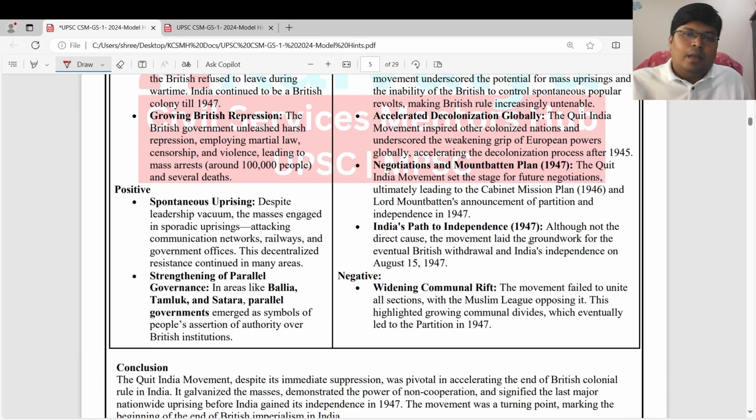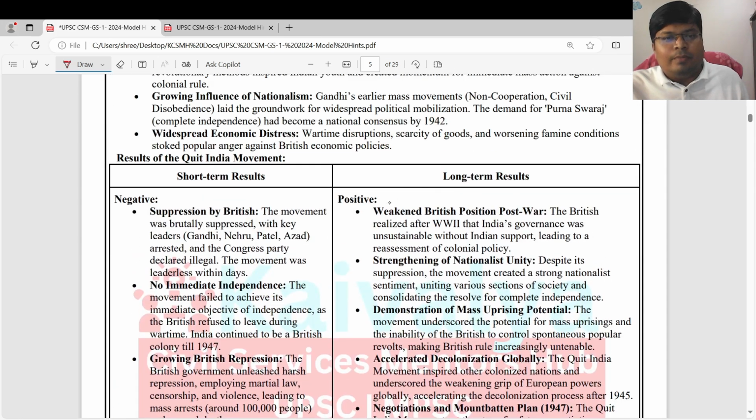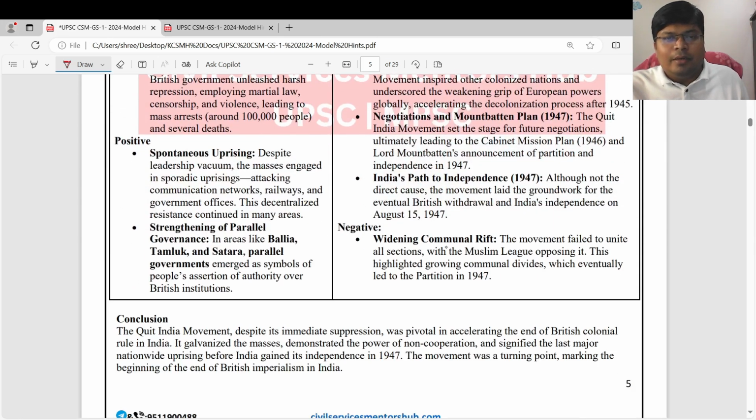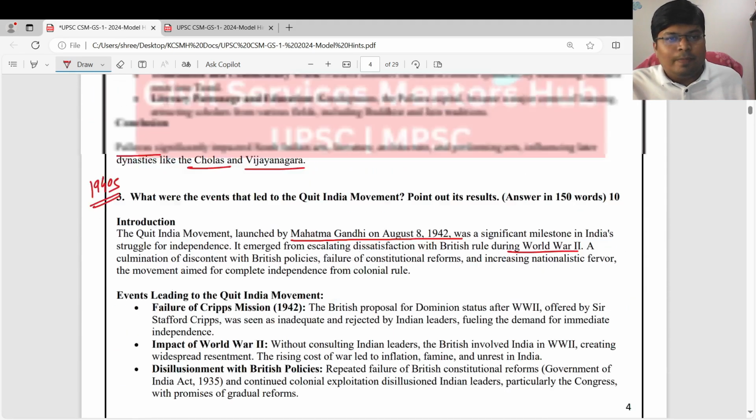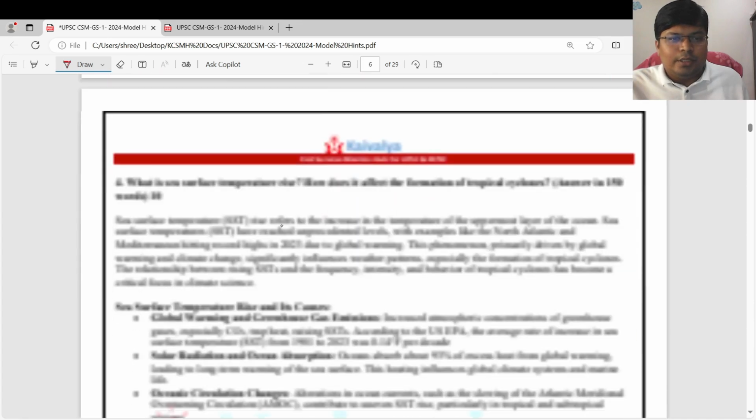What it did was lead India's path to independence. They were the positive impacts. And what was the negative impact? The widening of the communal divide, because the Muslim League didn't support the Quit India movement, and the leaders of the movement failed to mobilize the support of the Muslim League. So you can mention that as one of the negative parts. And in conclusion, you can link its result with India's independence. So you could have covered these points in the answer.